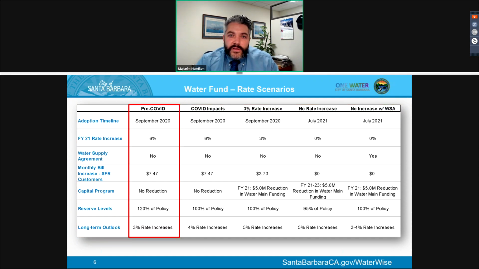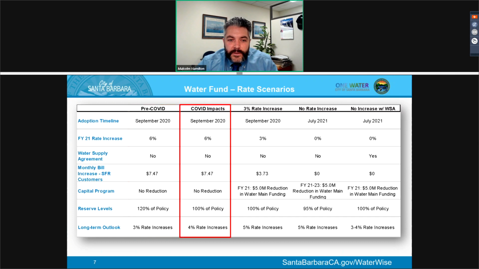So the pre-COVID scenario is the December-January timeline, like I explained. For water, we're adopting in September. We're doing 6% rate increases because that's what the consultant has recommended. The monthly bill increase is about $7.50 for a single-family customer who's using 10 HCF per month. We're not doing any reductions in our capital program. We're funding a 2% water main replacement program. We're funding AMI. We're going forward with all the critical investments that we need. And our reserve levels are pretty healthy. They're about 120% of policy. And our long-term outlook is maybe about 3% rate increases after we get through these 6%.